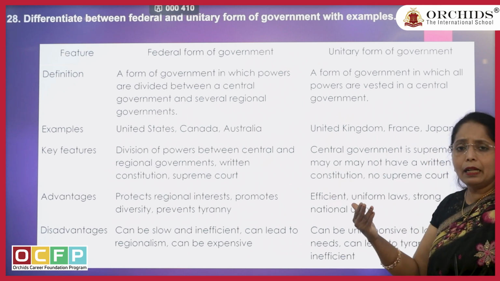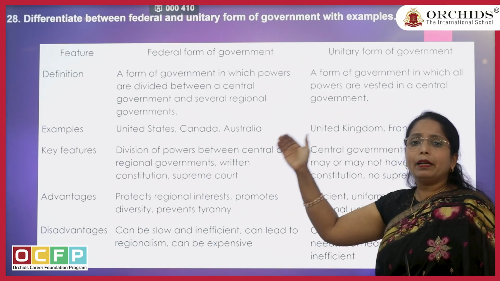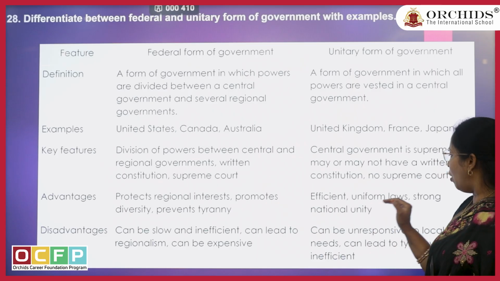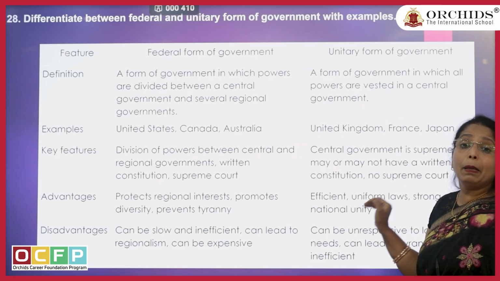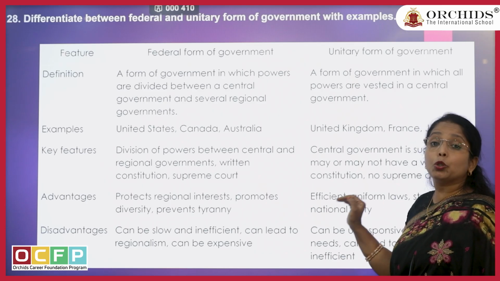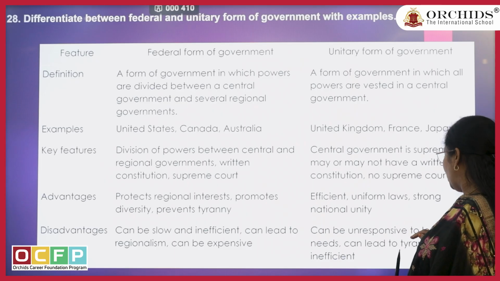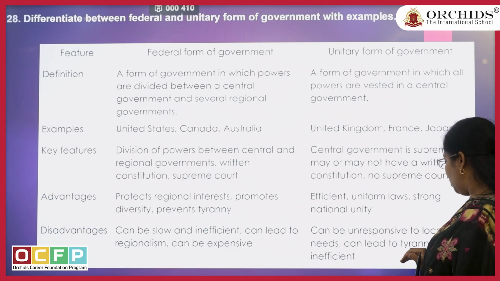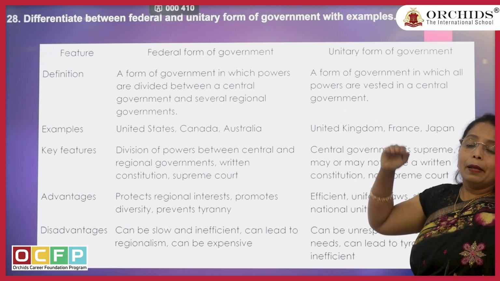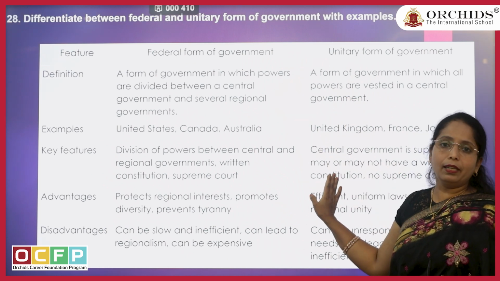Whatever is there in the rule of the country, they will just go on continuing in the central government or unitary government. The advantages are efficient uniform laws, strong national unity. People will follow with complete faith, and they will have a strong belief in the system. The disadvantages are it can be unresponsive to local needs, can lead to tyranny and can be inefficient. Because suppose it is a unitary government, people can't have direct access to the rulers. That is the difficulty here.